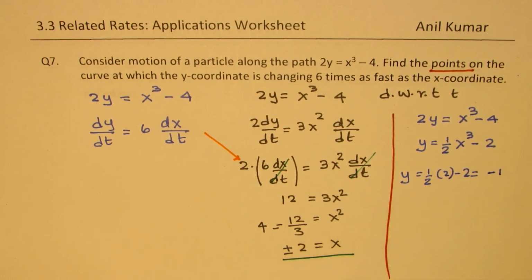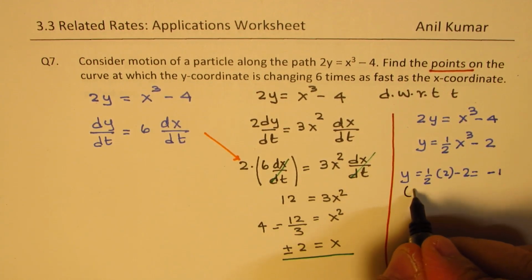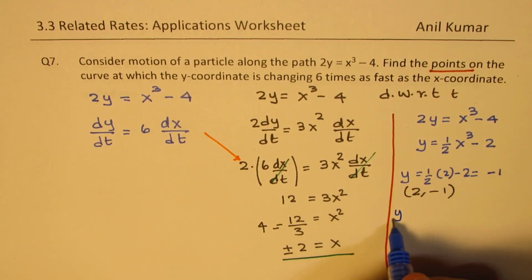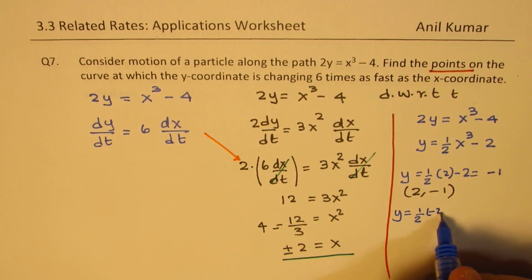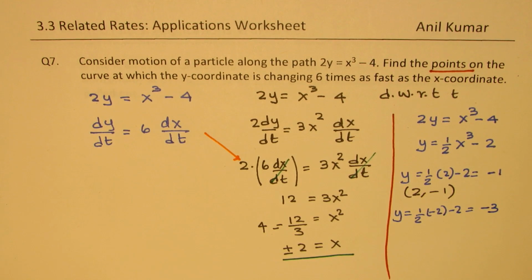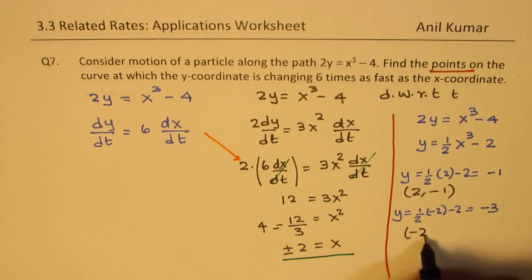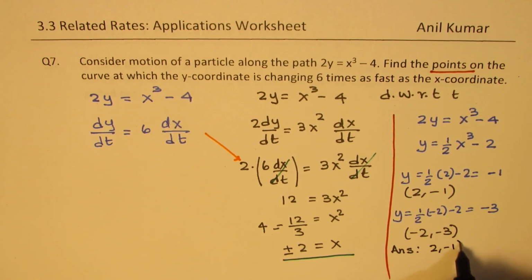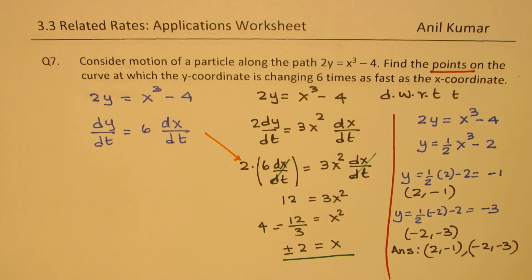Which is minus 1. So that is one point: for x equals 2, y is minus 1. Now we substitute minus 2. So y equals half of minus 8 minus 2, which is minus 4 minus 2. That gives me minus 3. So the other point is minus 2, minus 3. Is that clear to you? So we can now write down our answer: the 2 points are (2, -1) and (-2, -3). Is that clear to you? So that is how you can solve this question. I hope you find it interesting and useful.